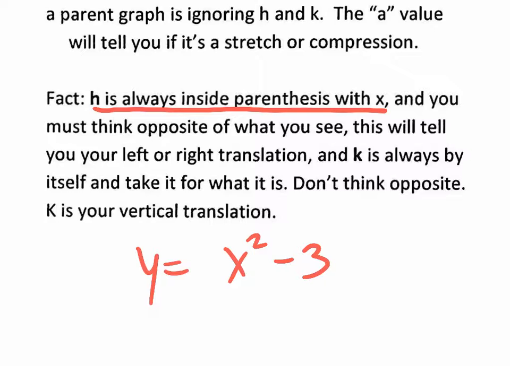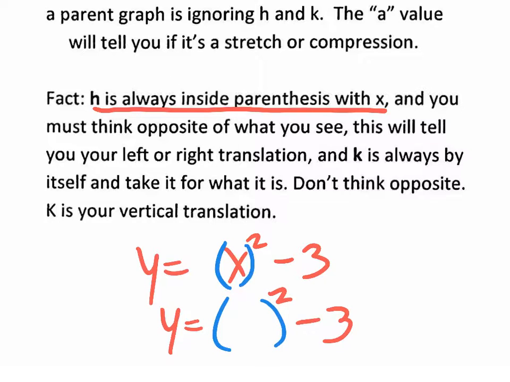Is there parentheses? No. So if you wanted to imagine parentheses right there, go ahead. What's your h value in there with x? Is there an h value in there with x that you're adding or subtracting? No. So you could actually do this. You could put (x minus 0). That would mean that the h value is 0, right? So your vertex x value is 0. What's your k value?